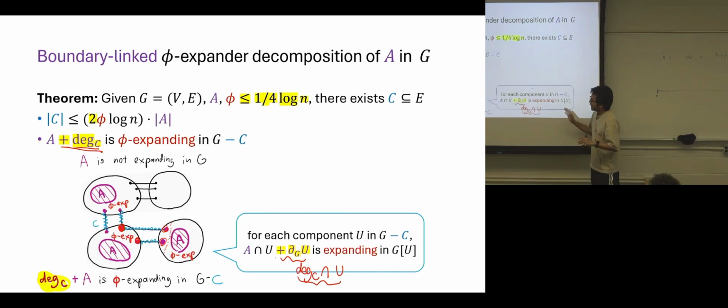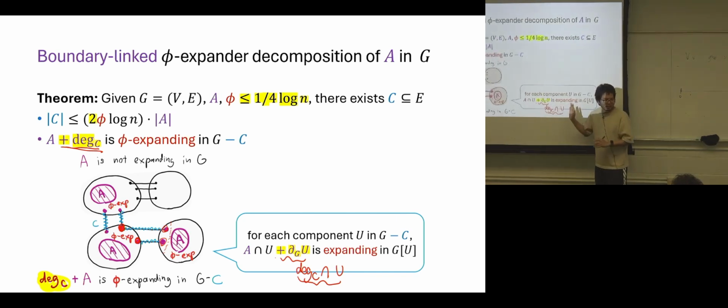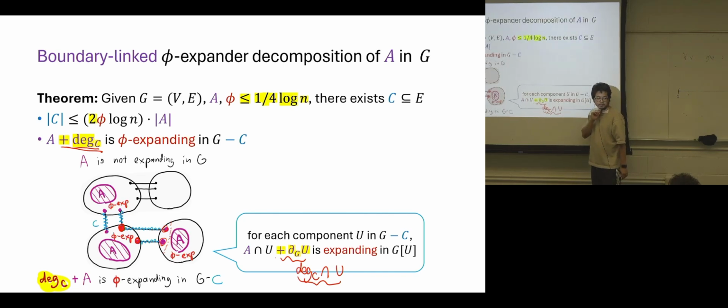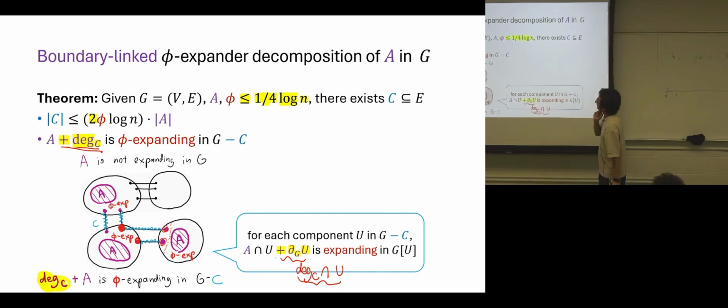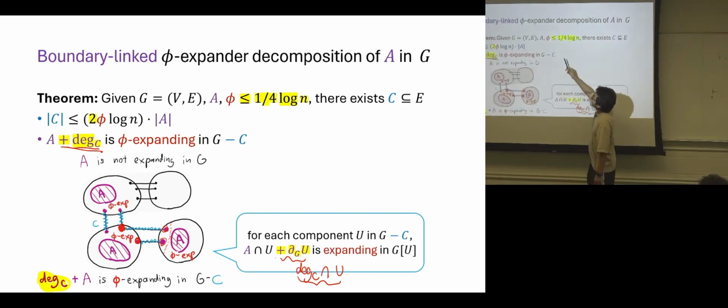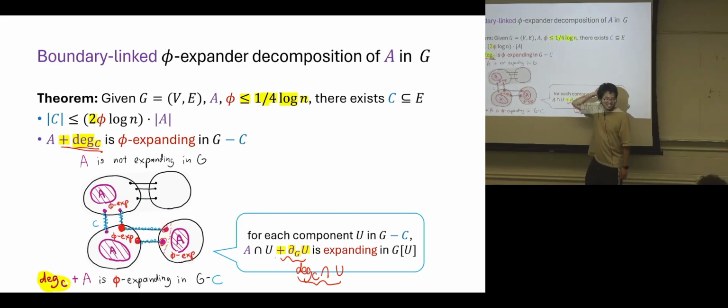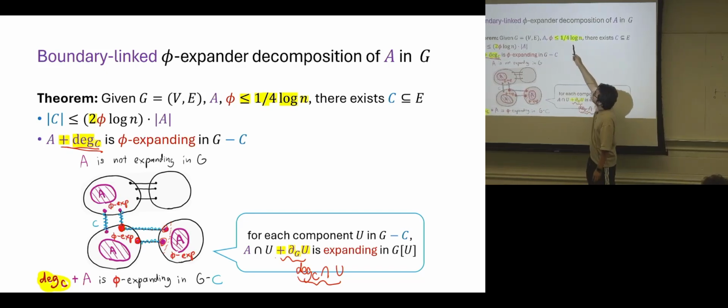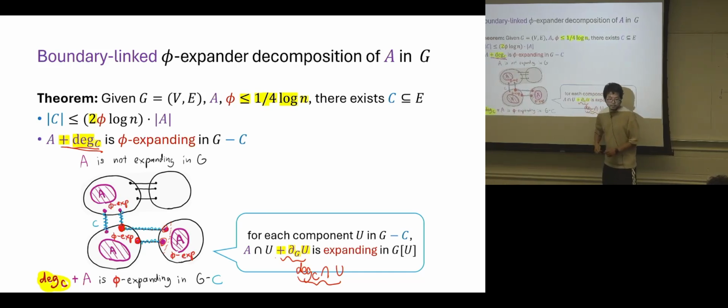I need you to understand the intuitive definition of this statement before we try to prove it. Questions? Why do we impose the condition on phi? Very good. It's just because I can only prove this. I don't think we can do it when phi is bigger than this.